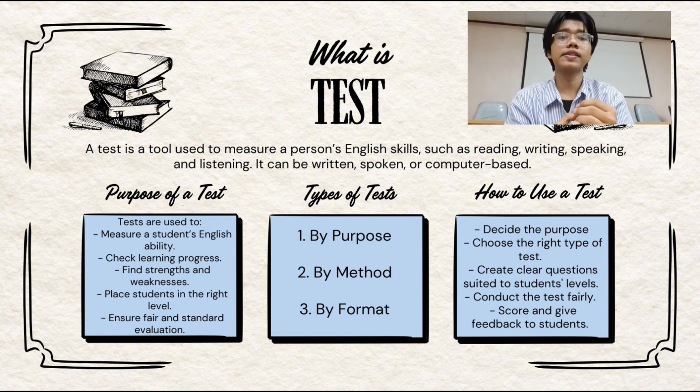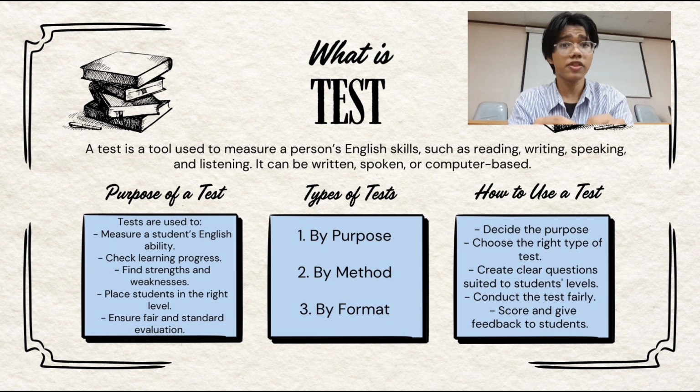And let's talk about the by purpose. First, we have proficiency test. It measures overall ability, for example, TOEFL and IELTS. We have achievement test. It checks what students have learned, for example, final exams. And also we have diagnostic test. It finds areas that need improvement. And we have placement test. It decides the right class level.